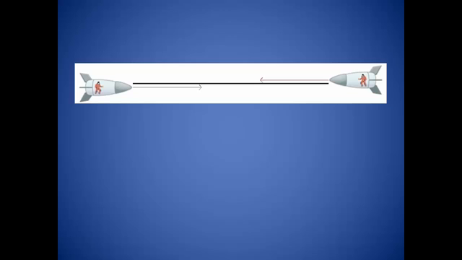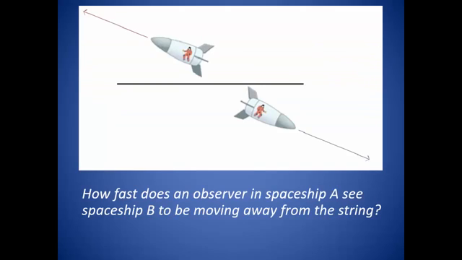At the same time, a person in the other spaceship observes the same thing. Since the situation is symmetrical, she also sees the string moving away from her ship at a velocity of 15 meters per second. Since both of our spaceships are traveling at a high velocity, the big question becomes how fast do you see the other spaceship moving away from the string?